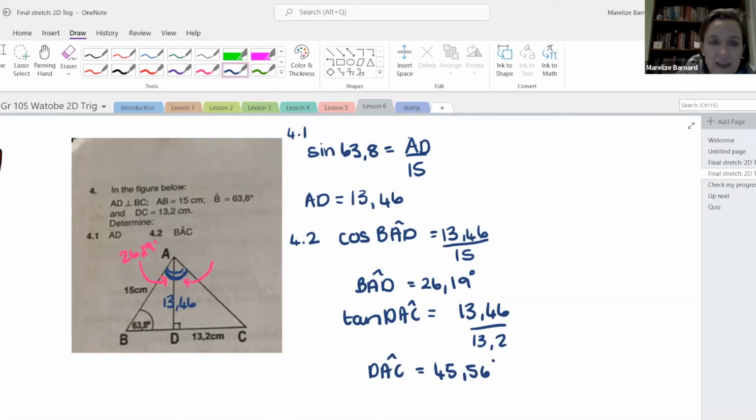And to get BAC, we're going to put all of those together. BAC is 26,19 plus 45,56.